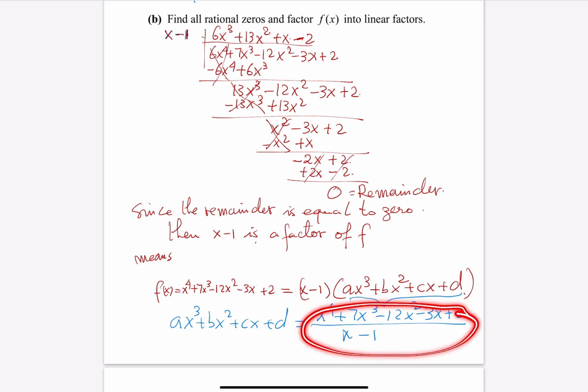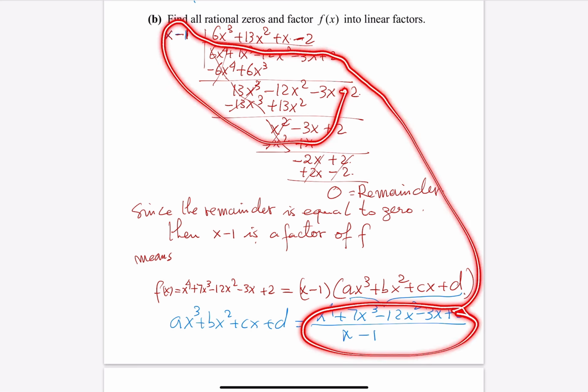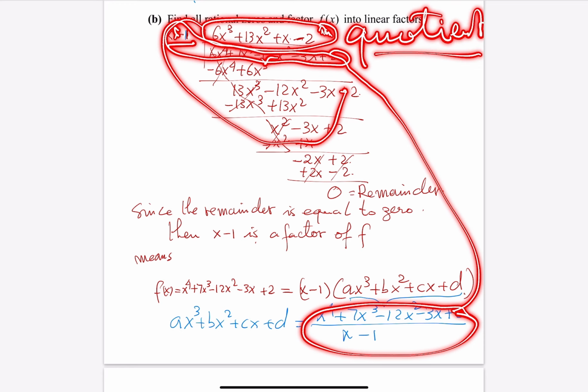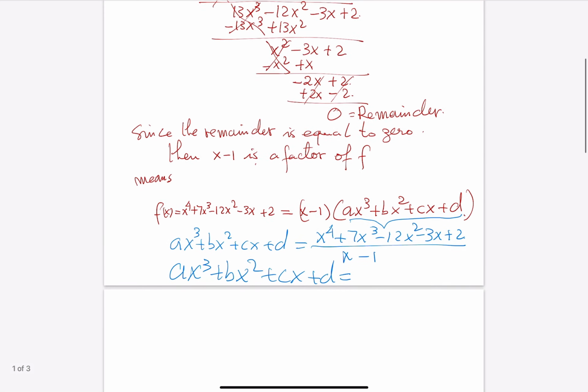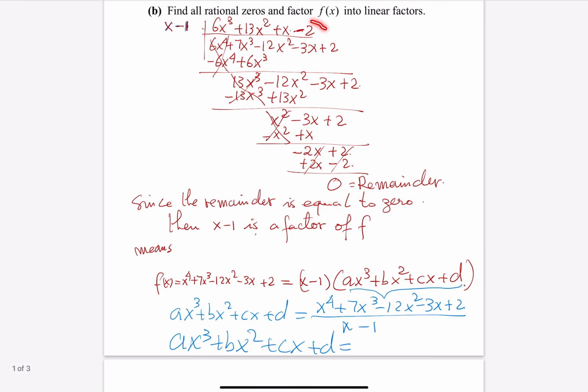We take this one, we divide by x minus 1. And then we have this one. And this one is called the quotient. Okay? And then you have ax to the third plus bx squared plus cx plus d is equal to, and now you can write down this one.